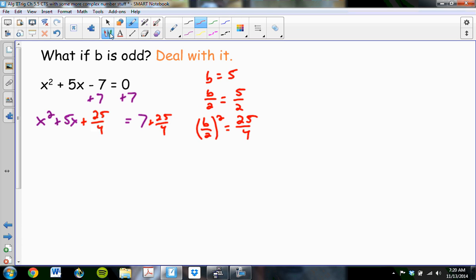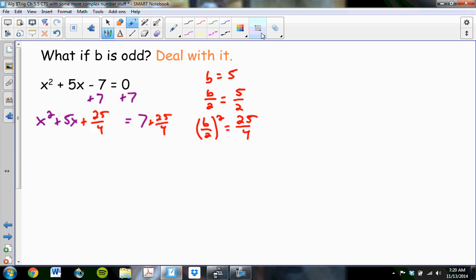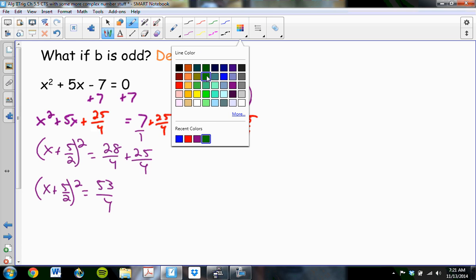The left side can factor, and luckily it'll always be able to factor into whatever that b over 2 term was. So b over 2 was 5 over 2, so this factors into x plus 5 over 2 squared. On the right side, I get a common denominator, so 7 over 1 can become 28 over 4, and 25 over 4. And I simplify that, and I get x plus 5 over 2 squared equals 53 over 4. At this point, I've completed the square. My square is complete. But now I want to solve, so I keep going.